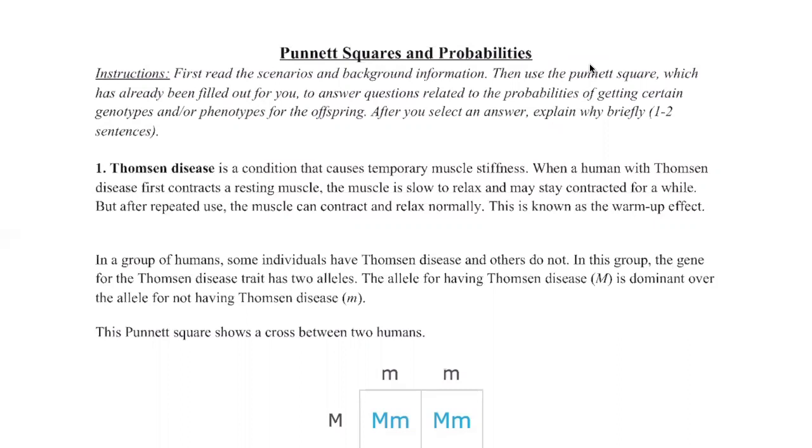And so first, what you had to do was read the scenario and the background information, and then use the Punnett square, which has already been filled out for you conveniently, to answer some questions related to probability. And the probability could be related to the genotype and maybe even the phenotype of the offspring. So you had to pay attention. And while you were doing this, you had to explain briefly your answer.